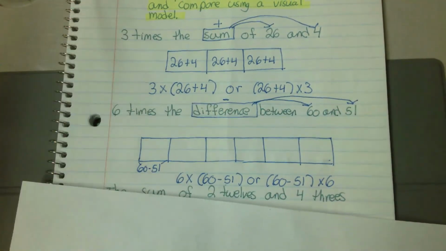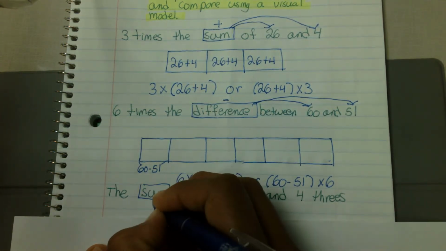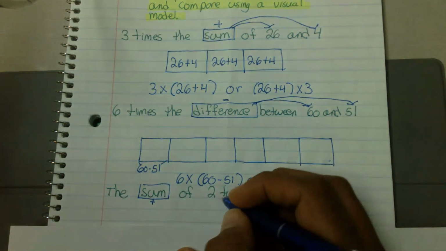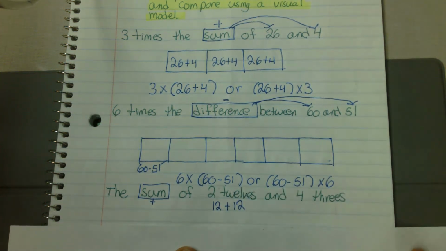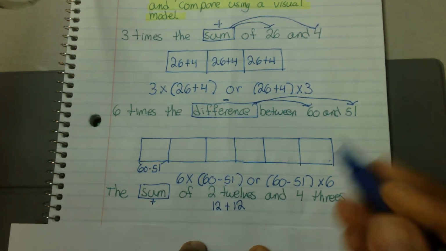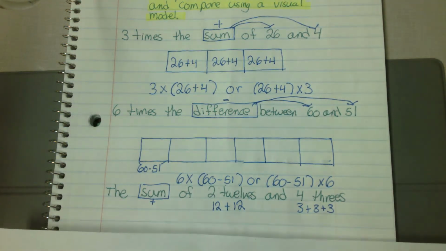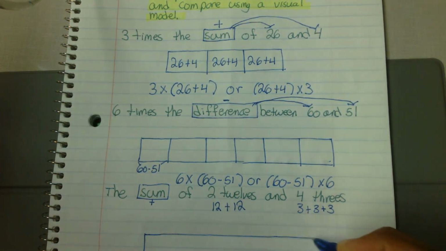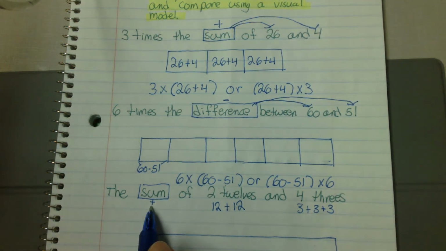Okay, here's one more example of words and then to numbers. So we have the sum, that means addition, of 2 12s. That means I'm going to have 2 12s, right? That means 12 plus 12. That's 2 12s together. And 4 3s. So that would be 4 3s. So 3 plus 3 plus 3 plus 3. Okay, so now we're going to draw our tape diagram and figure this out. So draw your tape diagram. It's just a rectangle. Okay, the sum means I need to add these together.